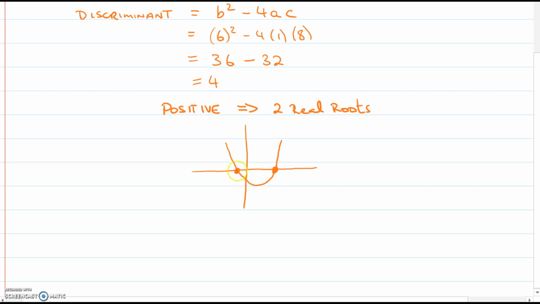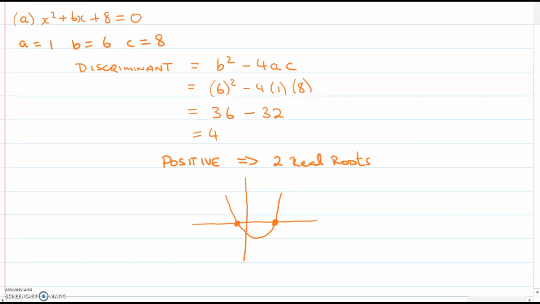Now, we don't know where it hits the x-axis, but we know it hits the x-axis in 2 different places. You can confirm by graphing y equals x squared plus 6x plus 8 on your calculator. If you graph that, you'll see something like this. The roots may be on either side of the y-axis, but it will cross the x-axis in 2 different places.